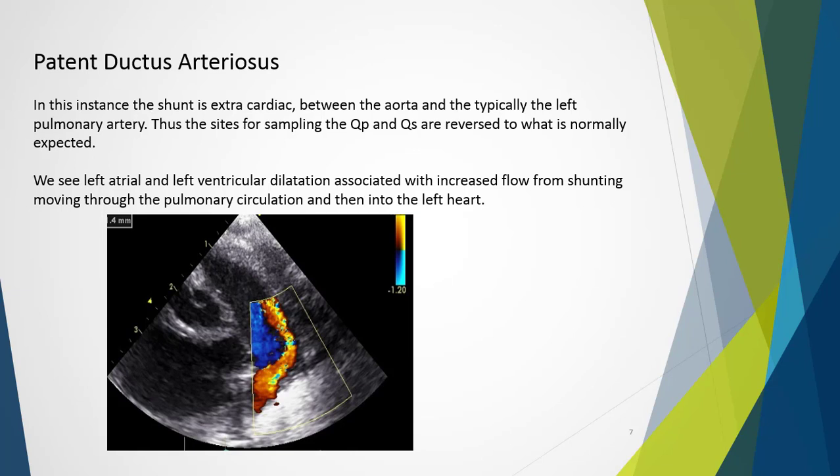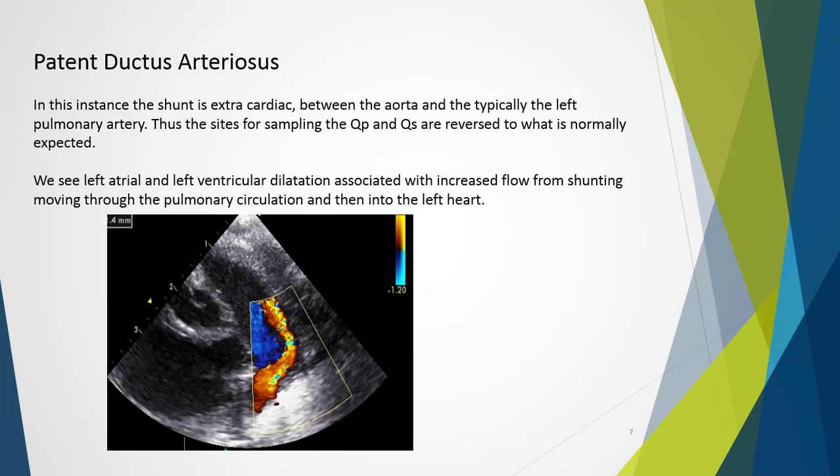The QS is then measured either from the right ventricular outflow tract, main pulmonary artery, or tricuspid valve, all of which are right circulatory structures. They are all considered distal to the shunt and therefore have the reduced stroke volume. As with the VSD shunt, in the presence of a PDA we expect to see left atrial and left ventricular dilatation associated with the increased flow from shunting moving through the pulmonary circulation and then back into the left heart.